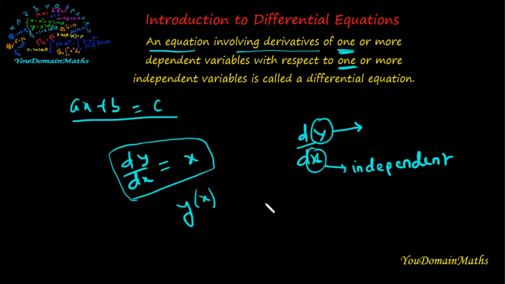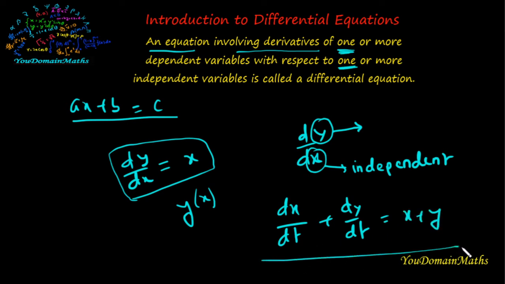Now we can write another example: dx/dt plus dy/dt equal to x plus y. This is another differential equation because there are derivative terms in it. Here x is a dependent variable and y is a dependent variable, so there are two dependent variables, but one independent variable, t. So this is another example of a differential equation.